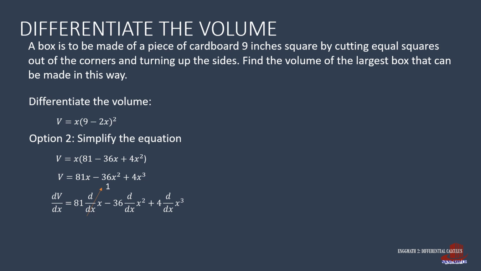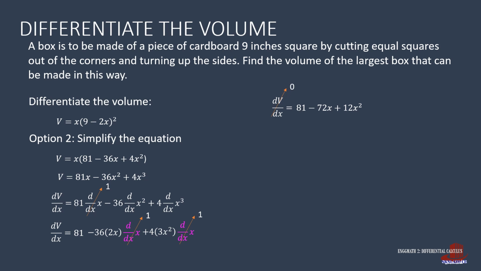dx over dx is 1. So dV over dx is 81 minus 36 of 2x with d over dx from chain rule. Add to this 4 times 3x squared with d over dx of x, again from chain rule. d over dx is simplified as 1, leading to dV over dx as 81 minus 72x plus 12x squared.